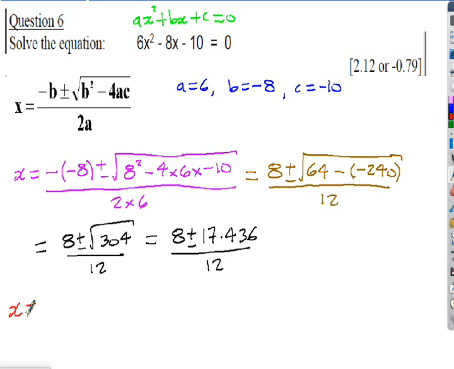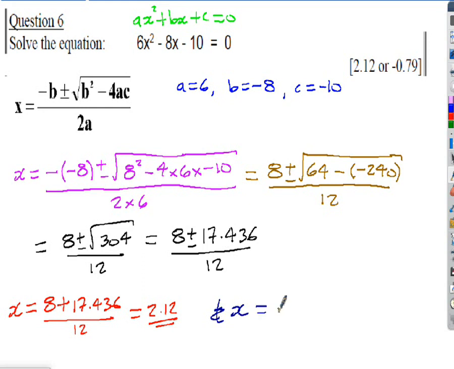So x is equal to 8 plus 17.436 divided by 12, which is 2.12 to 2 decimal places, and x is equal to 8 minus the 17.436 divided by 12, which is equal to negative 0.79. Those are our two solutions.